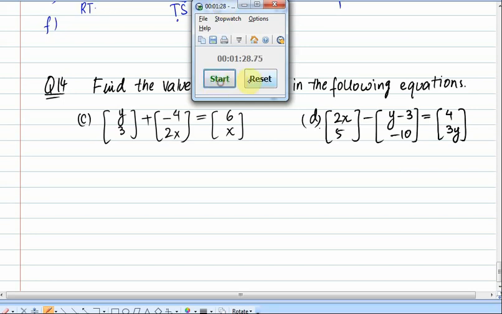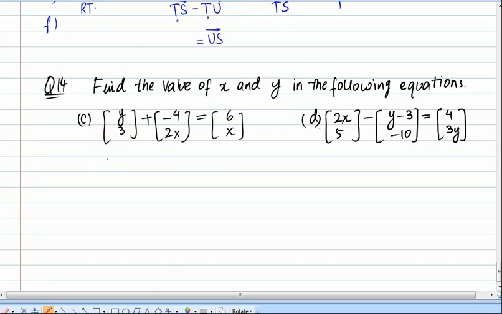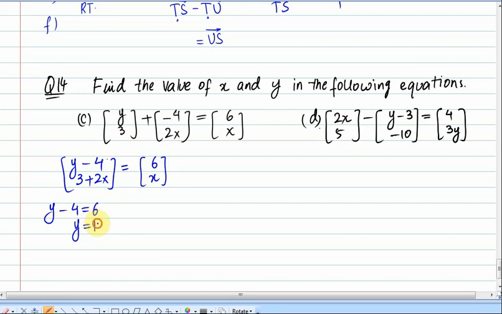Alright class, starting with part C, it will be y minus 4, 3 plus 2x is equal to 6 and x. Equating the first row, y minus 4 is equal to 6, which implies that y is equal to 10. 3 plus 2x is equal to x. To shift x to the left side, 2x minus x is equal to x. Positive 3 on the right side will be negative 3.